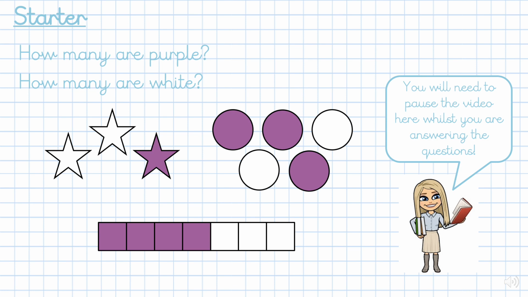See if you can have a go at working out what fraction of the squares are purple. Now ask yourself, what fraction of the squares are white?